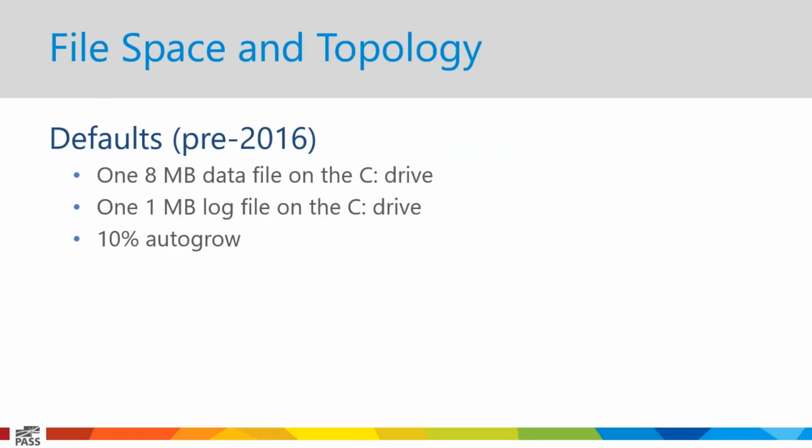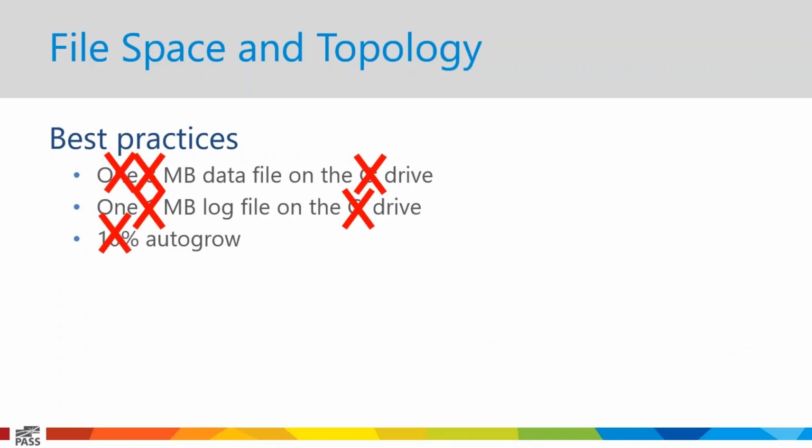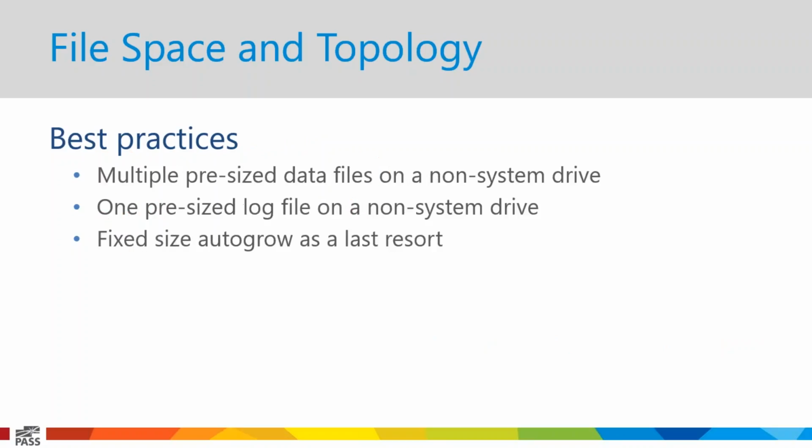So by default, prior to SQL 2016, whenever you install SQL Server, you get one 8 megabyte data file located on the C drive, one 1 megabyte log file on the C drive, and they're set up with 10% autogrow. Unfortunately, and we'll talk about SQL 2016 later, the best practices are entirely different. What you actually want to have are multiple pre-sized data files on a non-system drive, one log file on a non-system drive, and fixed-sized autogrow. So all of these preset sizes and the way that autogrow is set up are not going to be very performant prior to SQL 2016.